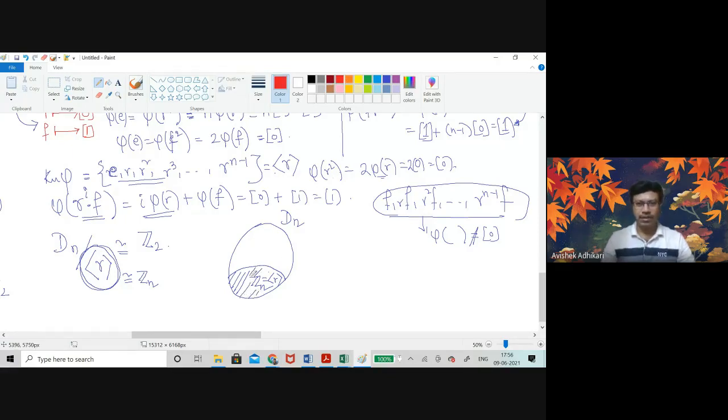That's why you can understand that within Dn you already have a kind of cyclic group inside as a copy of Zn, which is inside Dn. Clear? Is it clear to all of you? Very good.